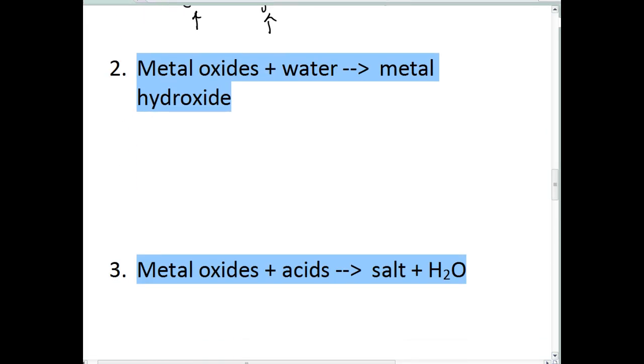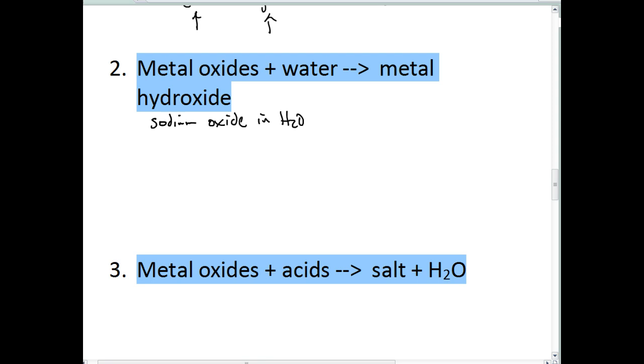Let's go to our next one here. This one is a metal oxide plus water yields a metal hydroxide. A metal oxide is just what it seems: a metal plus an oxygen all bound together. Water we know, and a metal hydroxide is with the OHs. So let me give you an example. Let's say we have sodium oxide placed in water.